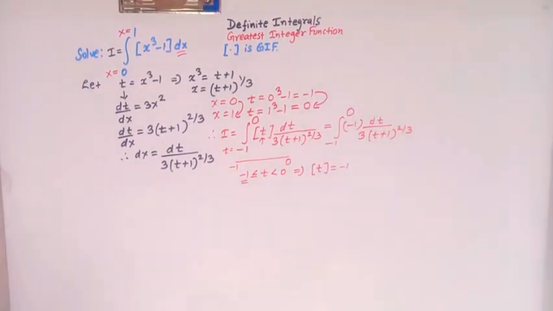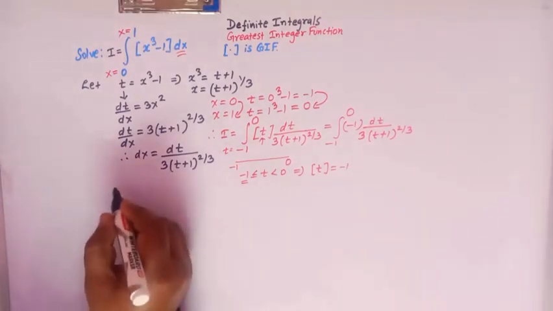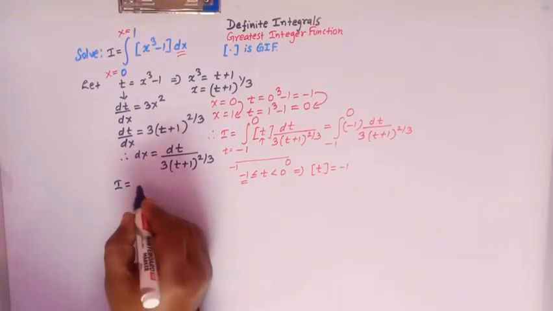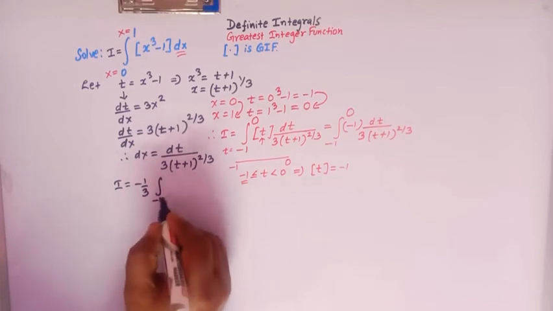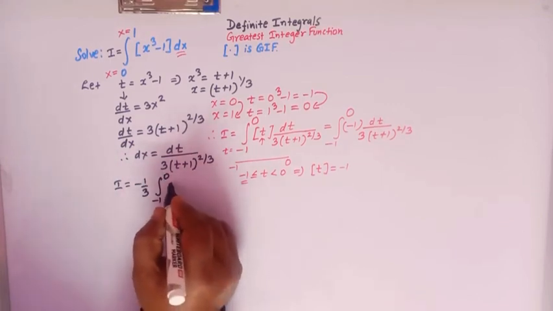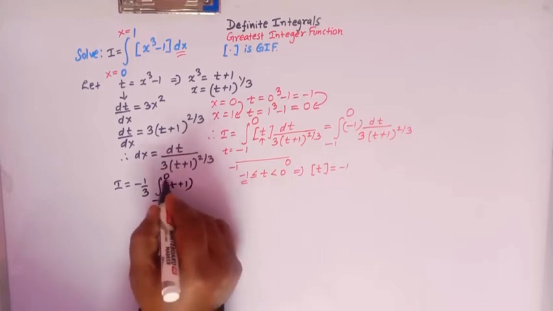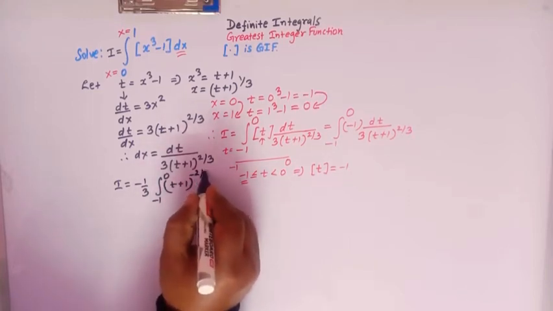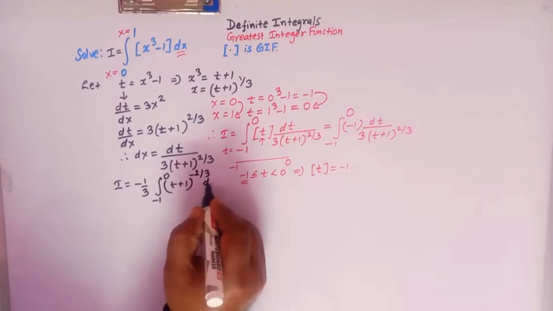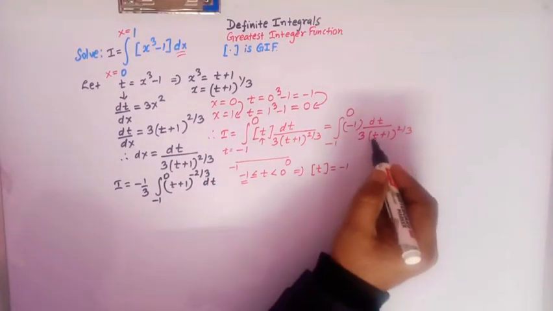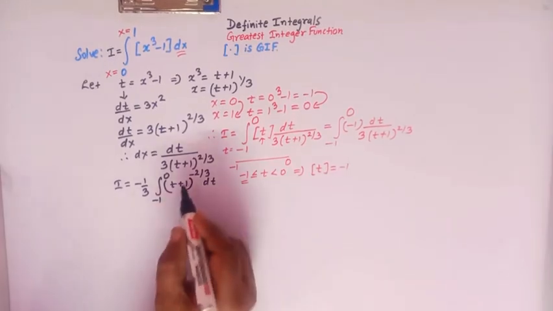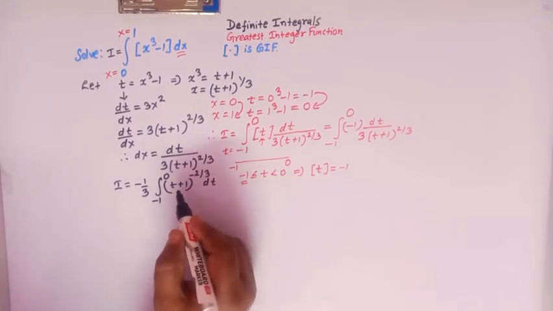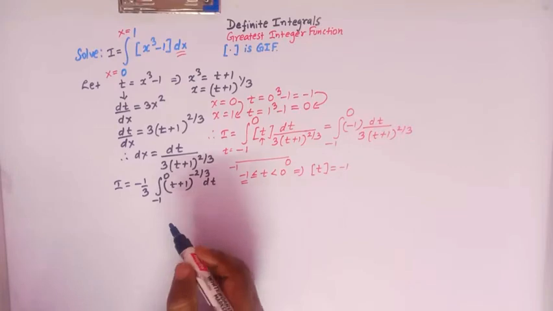Now this integral can be rewritten as I is equal to minus 1 over 3 times the integral from minus 1 to 0 of (t plus 1) raised to minus 2 over 3 dt. So we take this term to the numerator. Now again here we can apply the method of substitution.